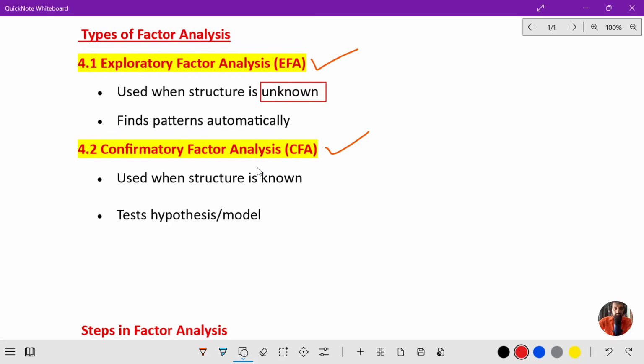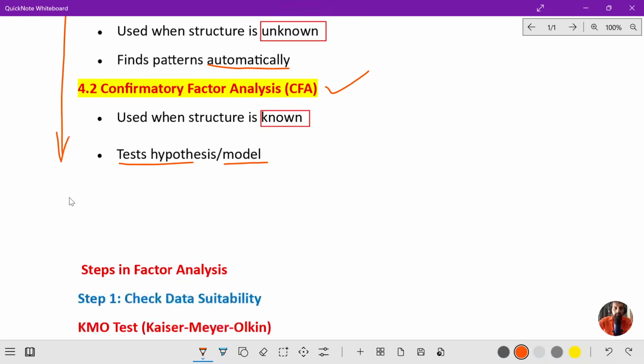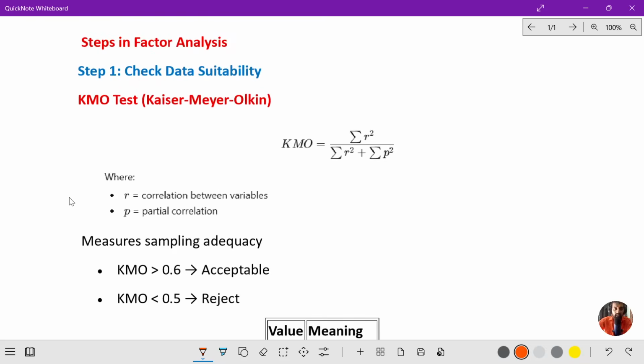When the structure is known, we'll use confirmatory factor analysis. But if you observe exploratory factor analysis, it finds the patterns automatically. And confirmatory factor analysis tests the hypothesis or model. So these are called different types of factor analysis. Next we will see the steps. What are the steps required to perform factor analysis?